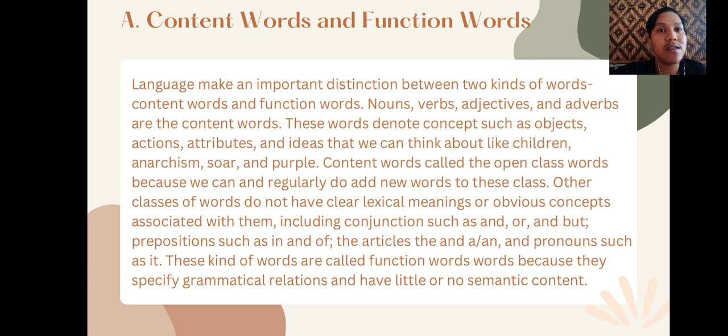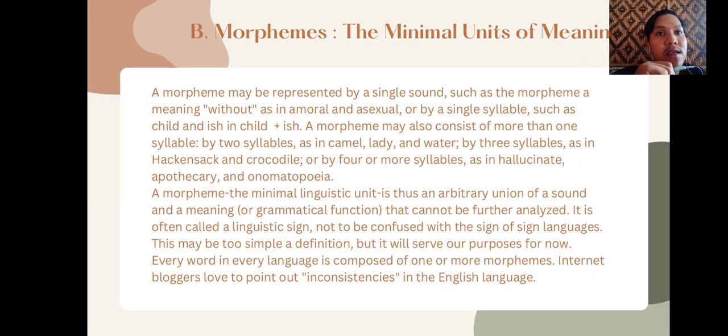Other classes of words do not have clear lexical meanings or obvious concepts associated with them, including conjunctions such as and or but, prepositions such as in and of, the articles the and a or an, and pronouns such as it. These kinds of words are called function words because they specify grammatical relations and have little or no semantic content.